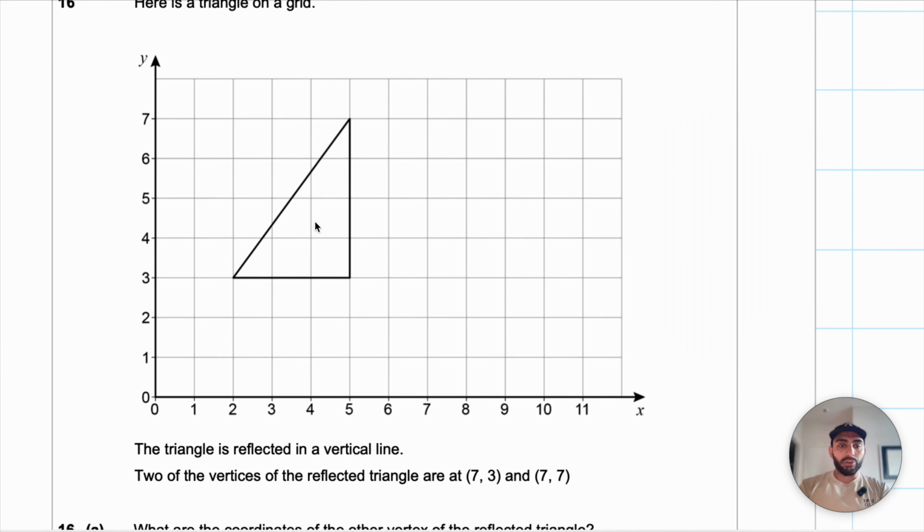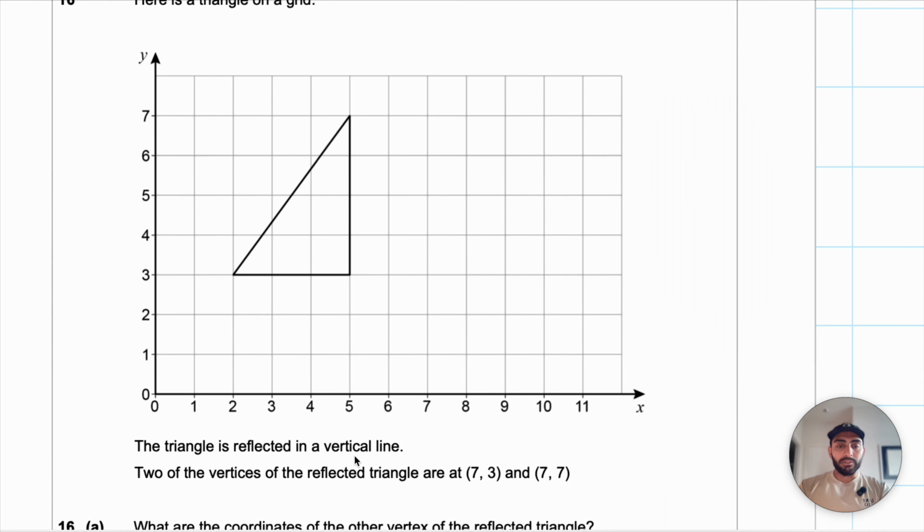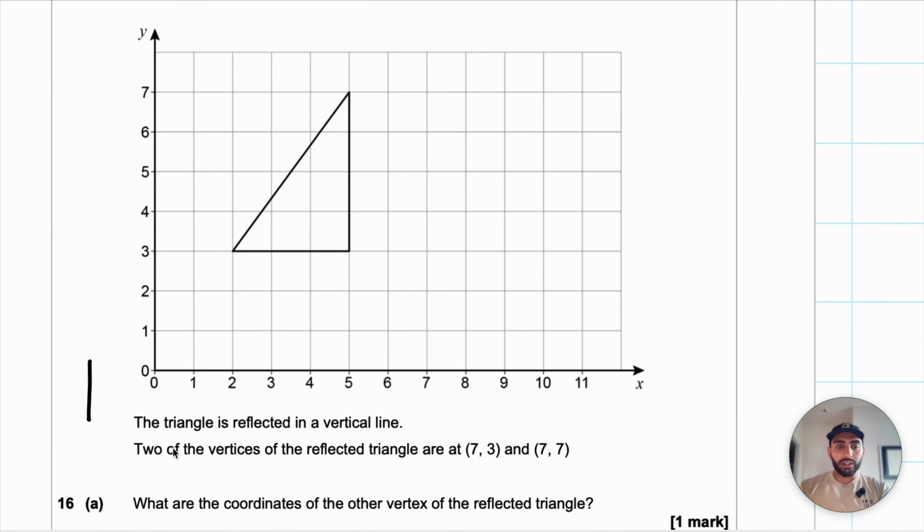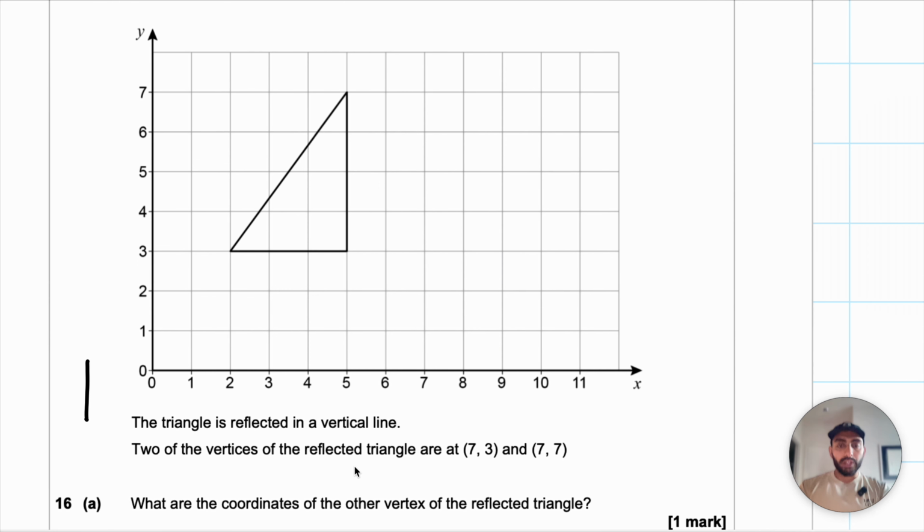Question 16. Here is a triangle on a grid. The triangle is reflected in a vertical line. Vertical just means this way. Horizontal means left to right, like the horizon. 2 of the vertices of the reflected triangle are at 7, 3 and 7, 7. Let's plot those on. So 7, 3 is over here, and 7, 7 is over here.